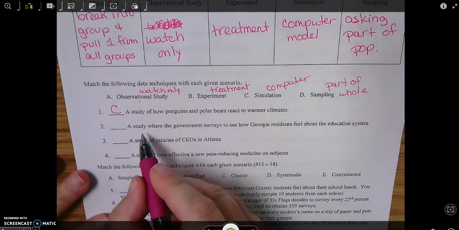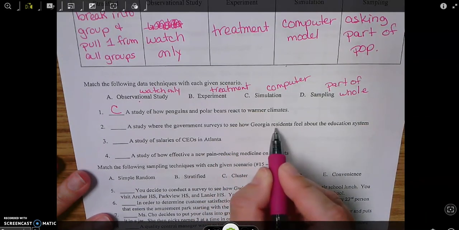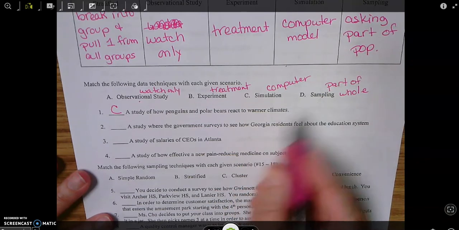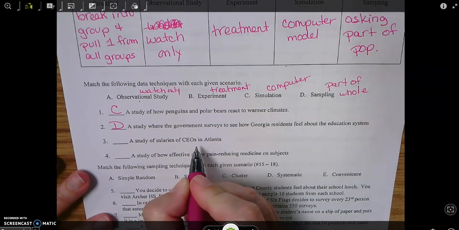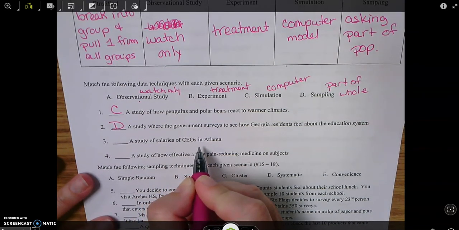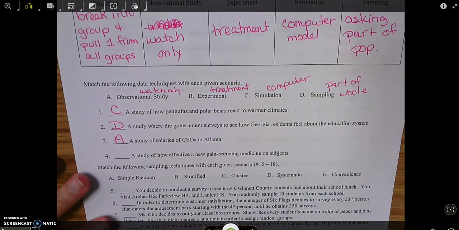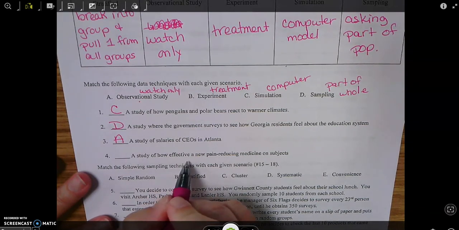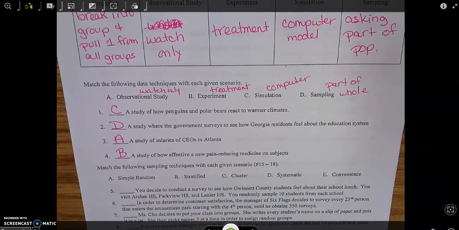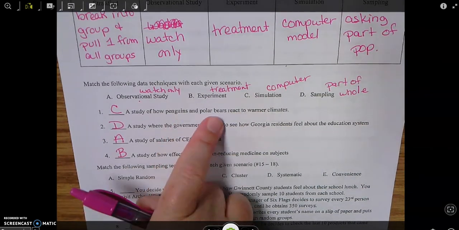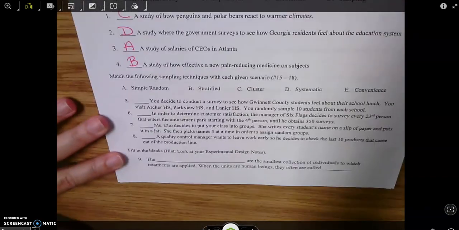D, a study where they survey to see how Georgia feels about education. Again, we're not going to be able to talk to every resident in Georgia, so we're going to do some sampling there. Salaries of CEOs. I can actually go onto Google to see how much CEOs make. So this is an observation. Okay. And the study of an effect of new pain-reducing medicine. So that is B. Okay. Yeah, because penguins and polar bears, that can actually hurt them if we get too warm. Okay, and then the last, right here.